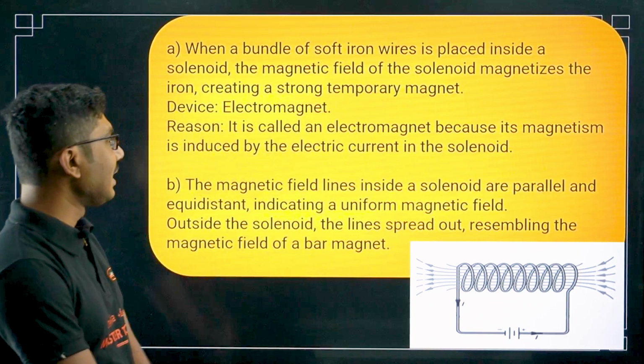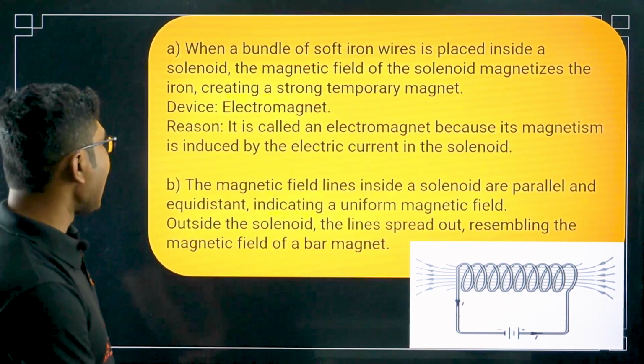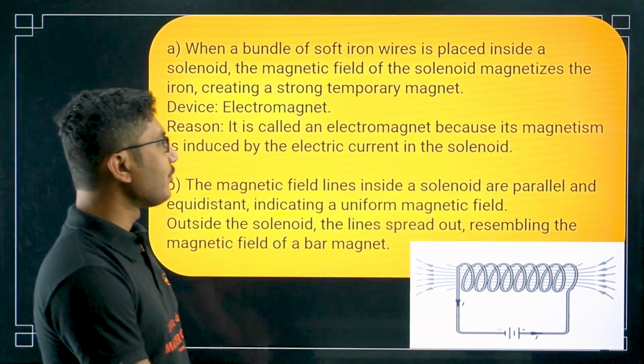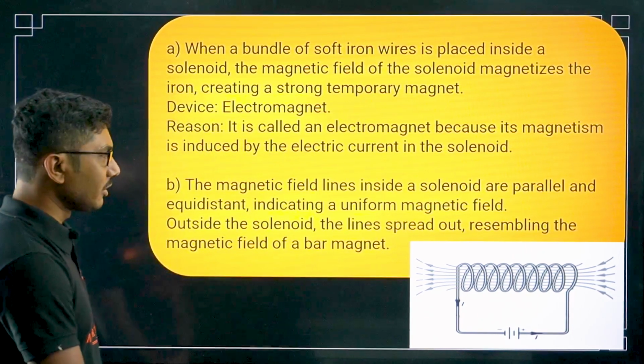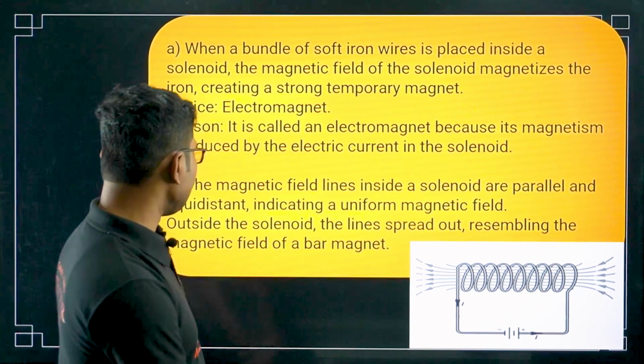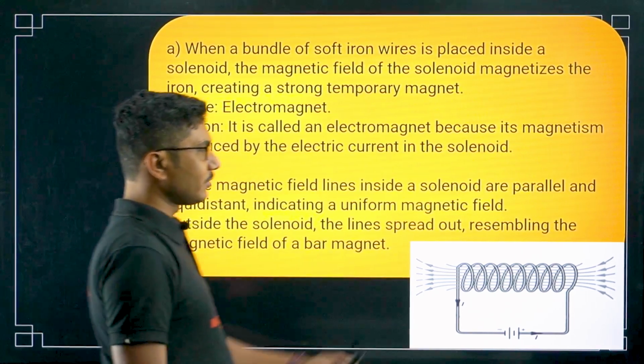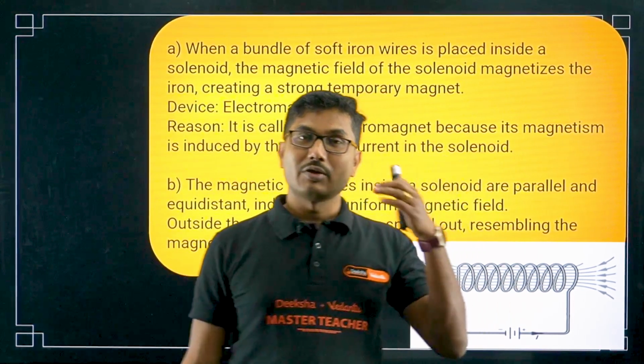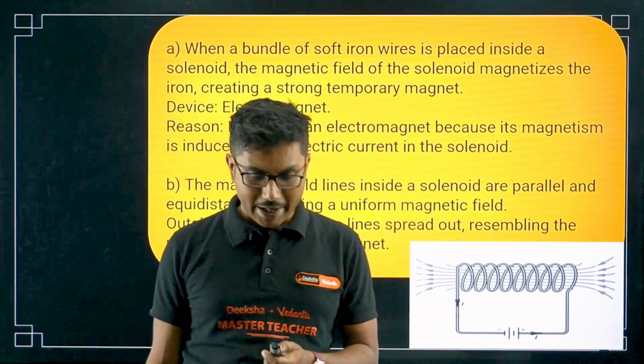The magnetic field lines inside the solenoid are parallel and equidistant, indicating a uniform magnetic field. Outside the solenoid, the lines spread out, resembling the magnetic field of a bar magnet. So this is the diagram given here. You can draw the same diagram given in your textbook as well.